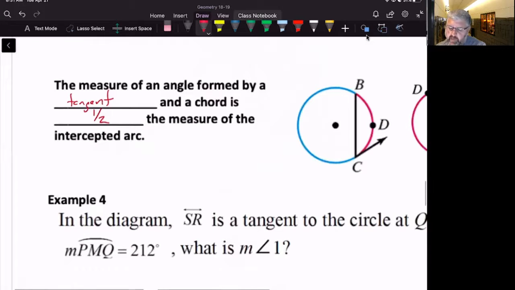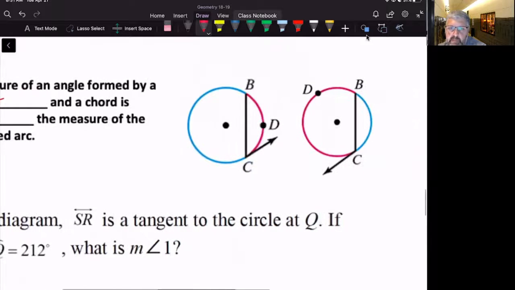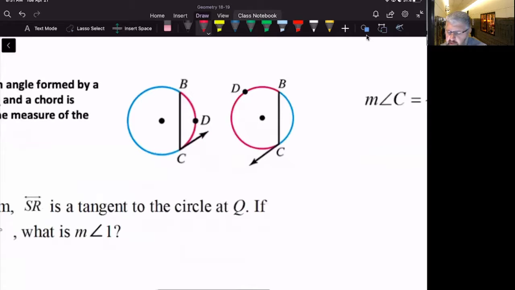The measure of an angle formed by a tangent and a chord is half the measure of the intercepted arc. So it's the exact same thing. It's treated just like an inscribed angle. Just like if we had that inscribed angle, this angle would be half of that arc. Just because it's a tangent doesn't change the rules. It's still half of the arc that it inscribes.